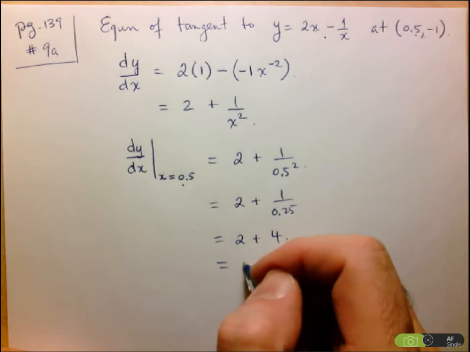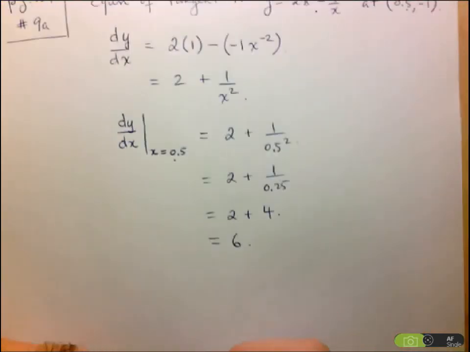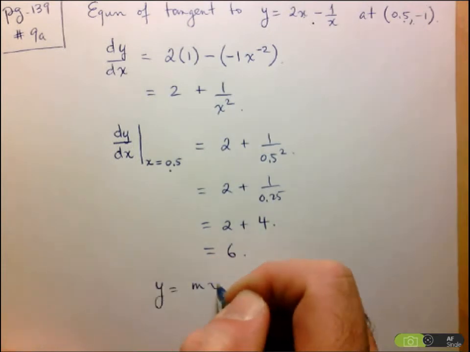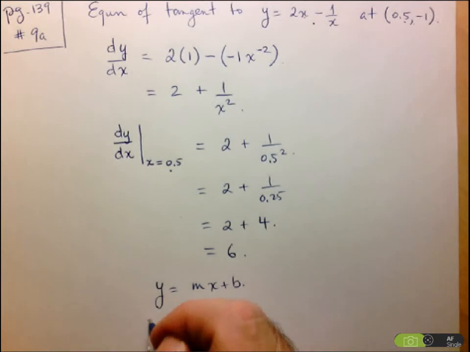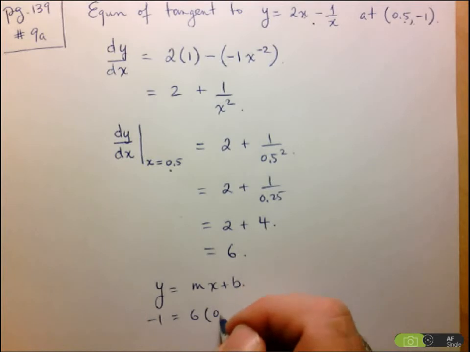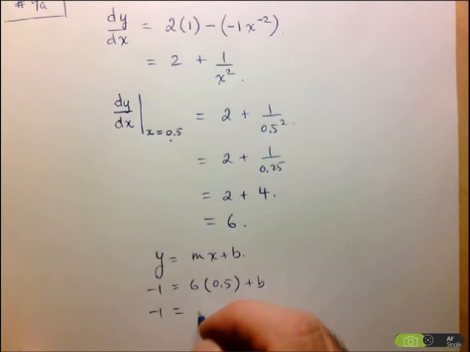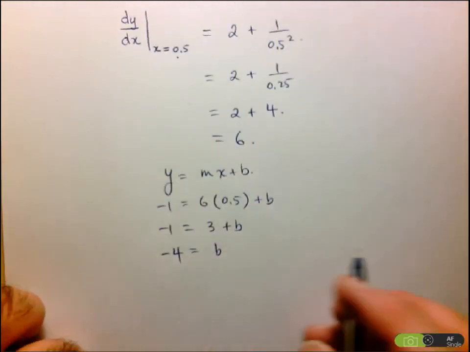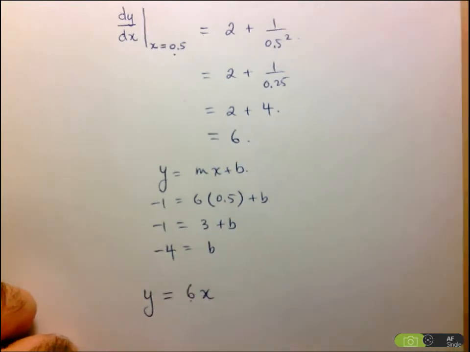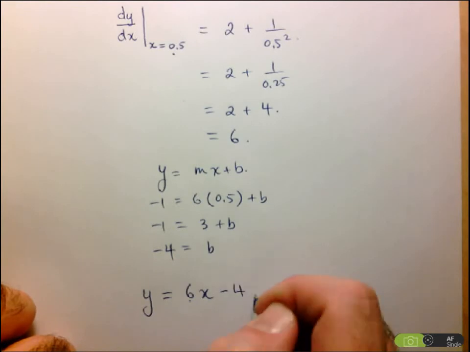So the slope of our tangent is equal to 6, and I'll keep this here. This is the point on the line, so let's stick everything into y equals mx plus b. We've got y is negative 1, our slope is 6, our x value is 0.5. So negative 1 equals 3 plus b. So b is equal to negative 1 minus 3, which is negative 4. So the equation of our tangent is y equals 6x. Remember, 6 is the rate of change at that point, and then minus 4.